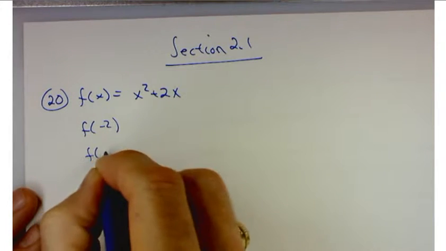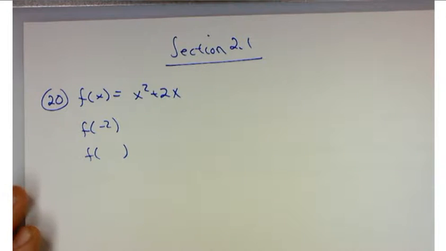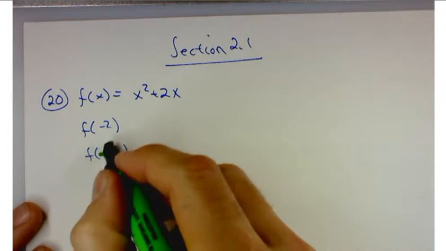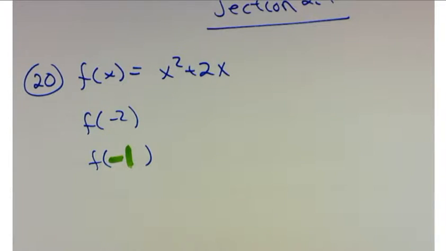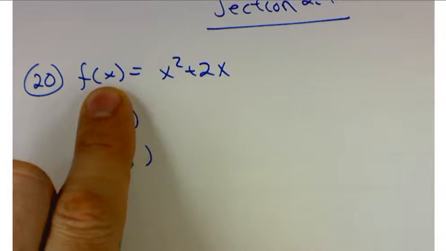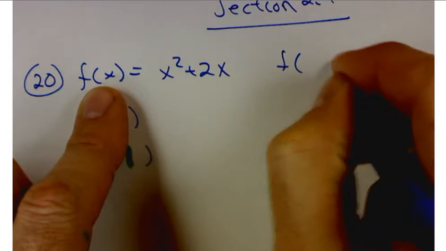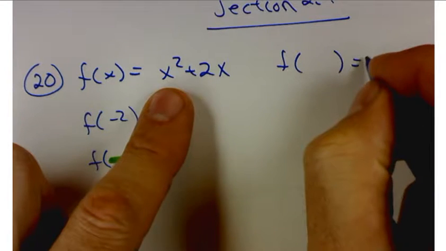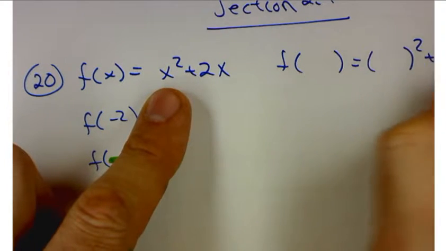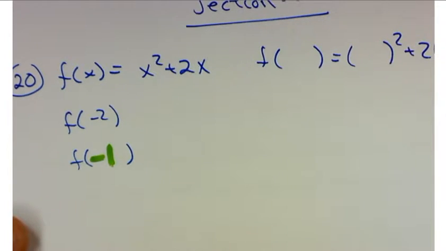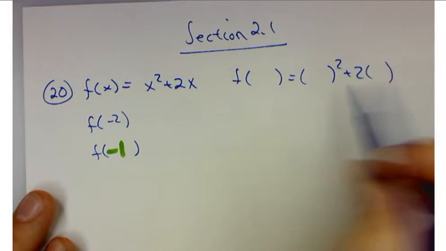f of negative 1. In fact, let me put that in like this, f of negative 1. Because I want you to be able to follow along the action pretty carefully. Function notation is really expressing a rule. It's telling you what to do when you input the value of x. If I was to write this with empty parentheses, it'd be whatever I put here, I'm going to square it and then add 2 times that. So square it and add twice that.